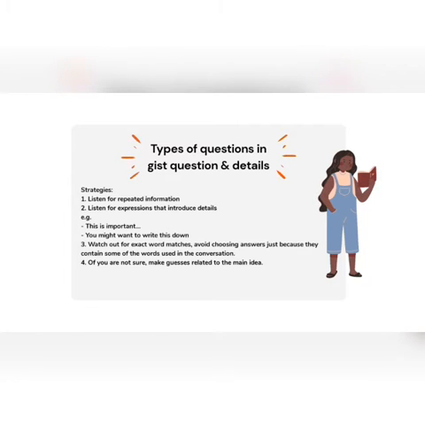The fourth or the last strategy is, if you are not sure, make guesses related to the main idea. Detailed questions are often asked about supporting details for main points. If you are stuck, choosing the answer option that coincides with the main idea of the listening might be a good guessing strategy.